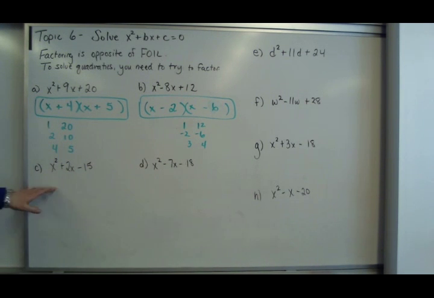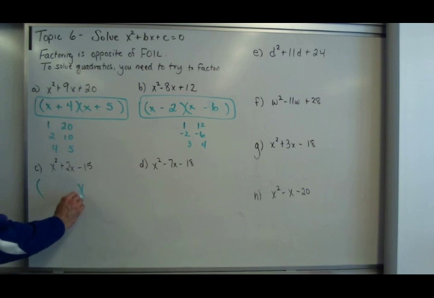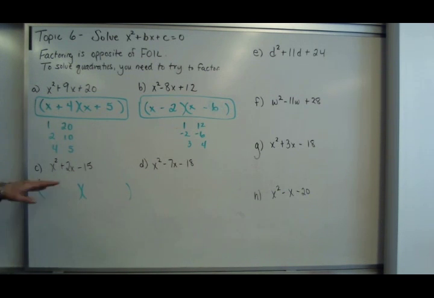Now, coming back down to problem C. The difference in this problem is now you have a negative here. And what that means is, you remember in FOIL, when you do last, so this times this, those two things multiplied together have to give me a negative 15. Well, the only way to make a negative is to have opposite signs. So one being a positive, one being a negative.